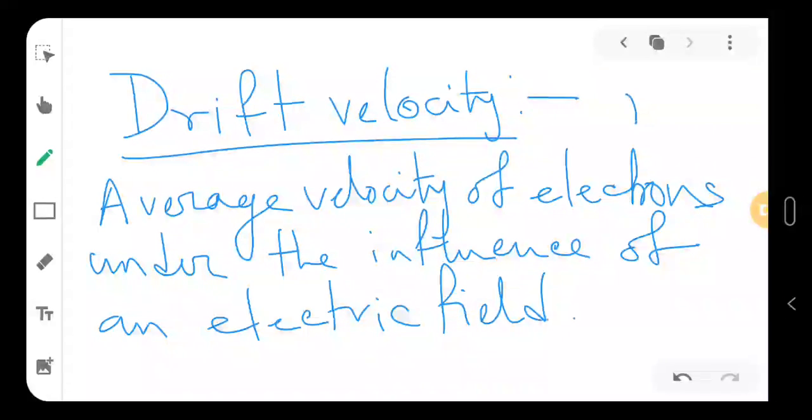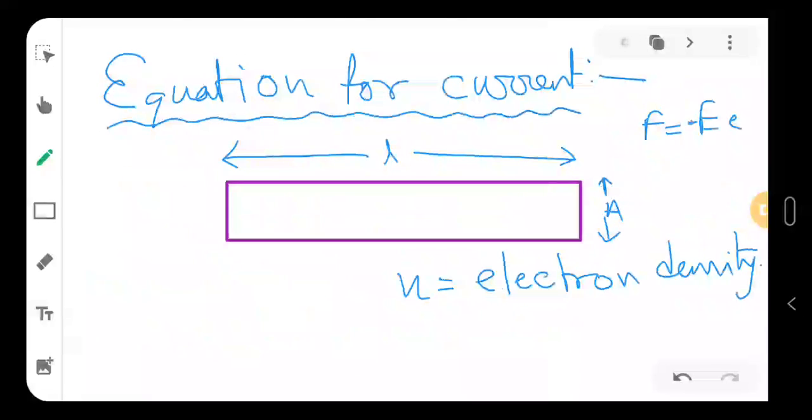So this is noted by Vd. Okay, so this is important for our further study. So that is drift velocity. Now coming to here, I say that n is the electron density.